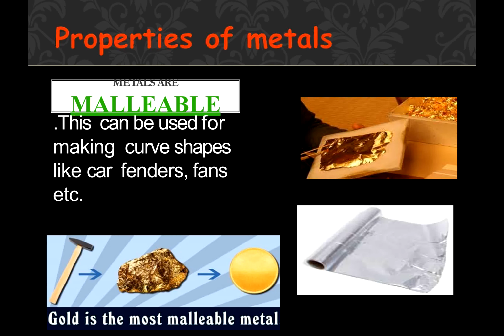Then the property is malleable. Malleable means they can be beaten into sheets. If you hammer the metal, it can be beaten into sheets very easily. That's why they can be used in the curved shapes of car fenders, fans, etc., making utensils, or the aluminium foil which we use in our daily life. So this property can be used in our daily life in this way. And gold is the most malleable metal.